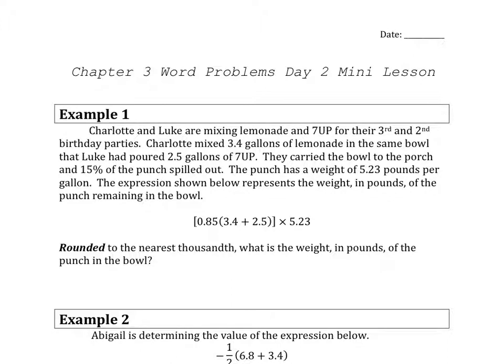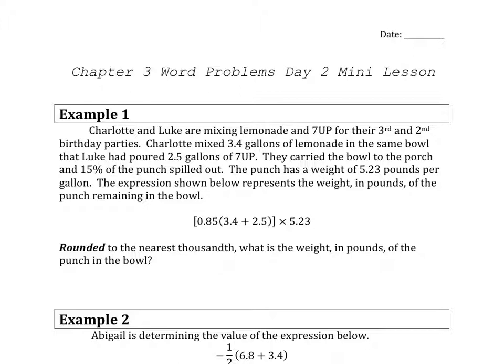In our first example, Charlotte and Luke are mixing lemonade and 7-Up for their third and second birthday parties. Charlotte mixed 3.4 gallons of lemonade in the same bowl that Luke had poured 2.5 gallons of 7-Up. They carried the bowl to the porch and 15% of the punch spilled out. The punch has a weight of 5.23 pounds per gallon. The expression shown below represents the weight in pounds of the punch remaining in the bowl. Rounded to the nearest thousandth, what is the weight in pounds of the punch in the bowl?